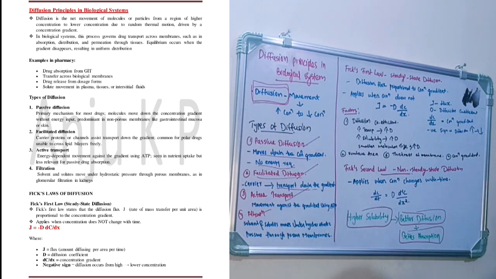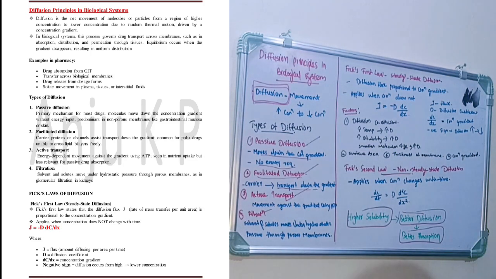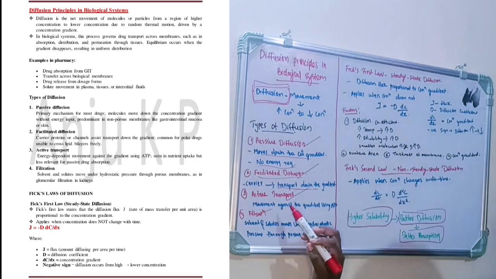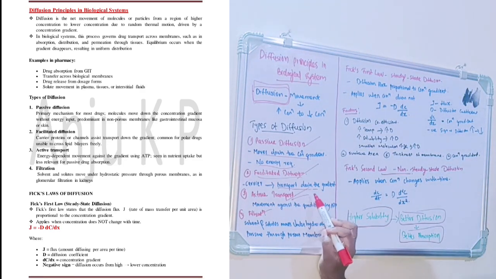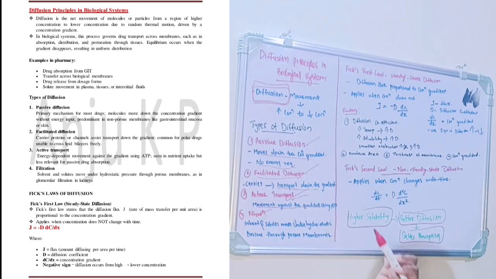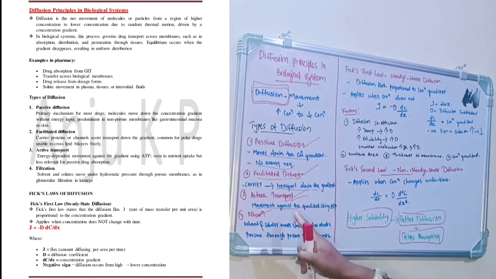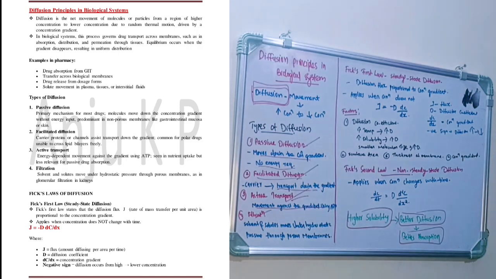Next comes active transport. Active transport is not important for drugs; here it is for nutrient supply. It is movement against the gradient with the help of ATP. So active transport requires energy.